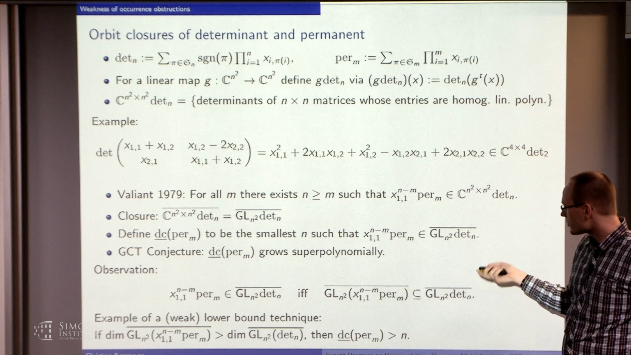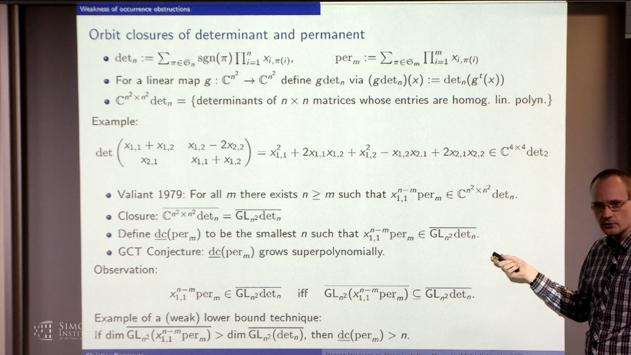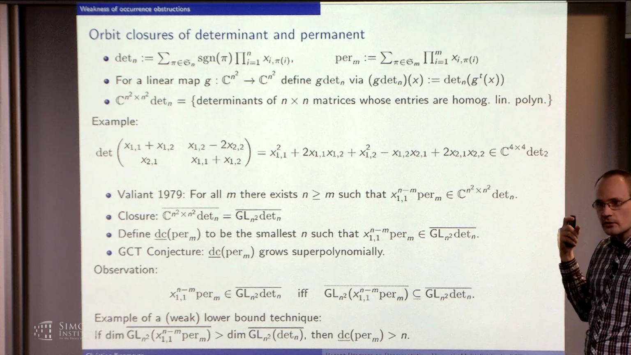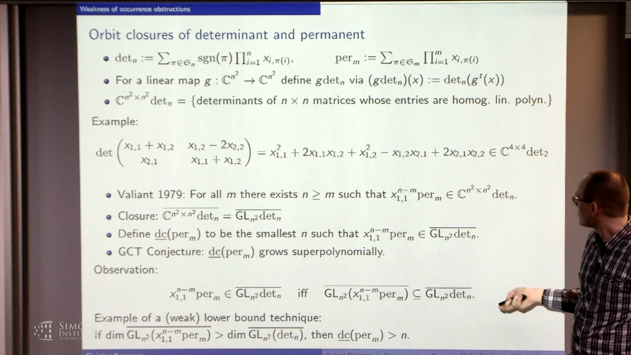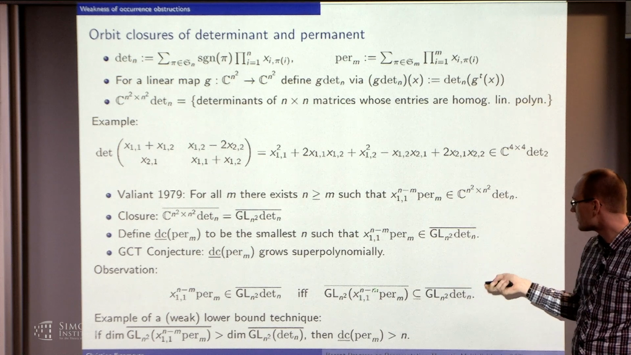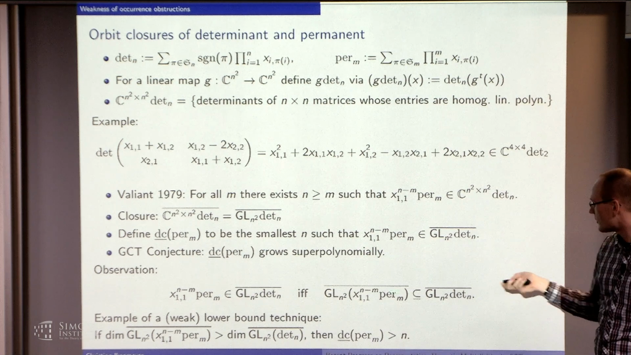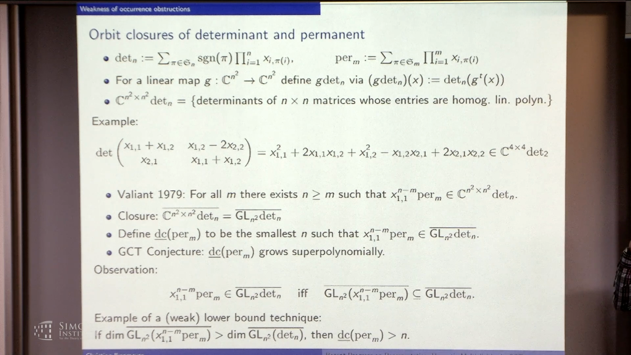Because an orbit closure is the smallest set that's closed topologically and also closed under the group operation. But this now makes the whole thing go, because now if you want to prove lower bounds, or disprove that the point lies in the orbit closure, you can do this by comparing properties of two varieties. So you have a variety on the left-hand side and the right-hand side.